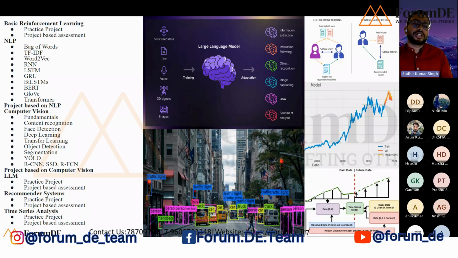And then we have some projects and some topics for computer vision. You can see that this is one of the object detection programs, identifying different objects on a street like a traffic light. So we'll see that in computer vision. And next we have large language model based projects, and generative AI based projects.